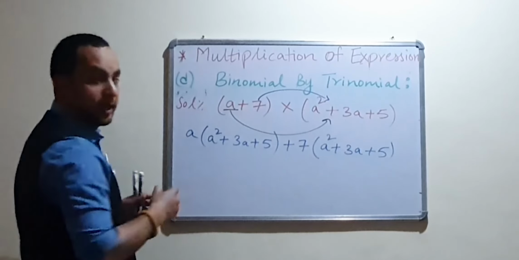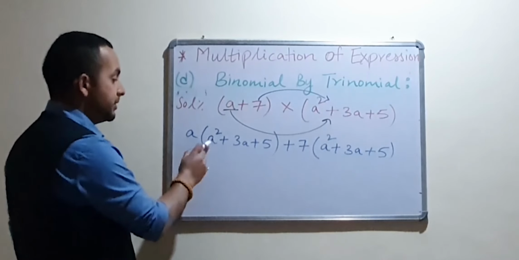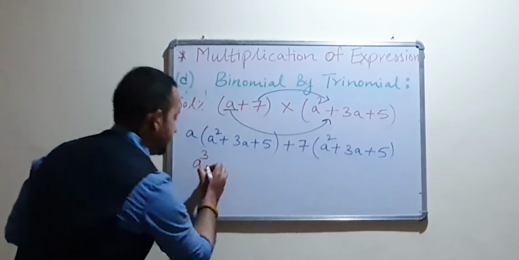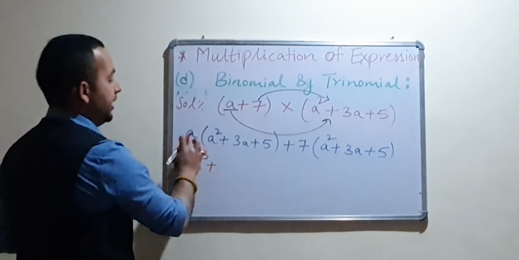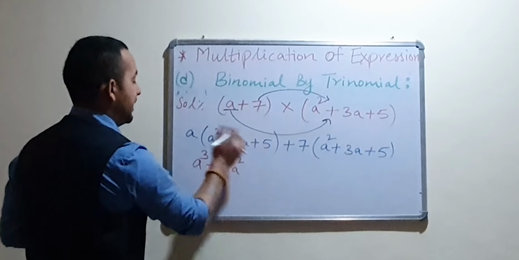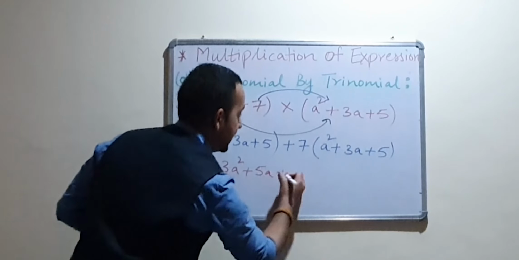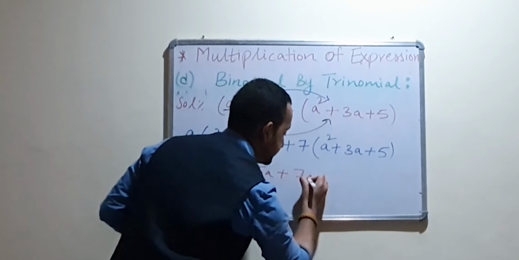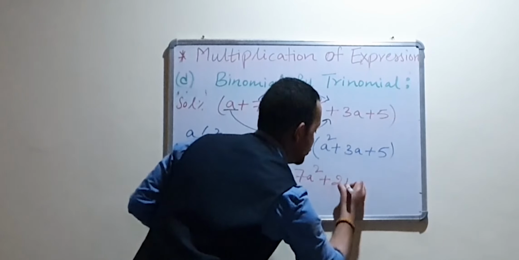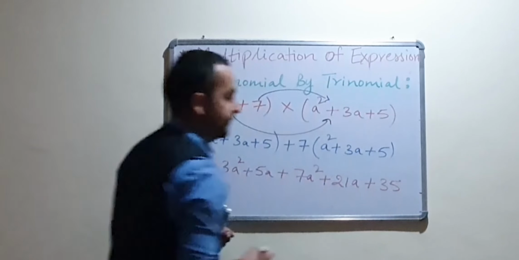So a multiplied by a square, this power is 1. In case of multiplication, base same, powers are added. So a raised to the power 3, plus 3a raised to the power 2, 5 multiplied by a is 5a, plus 7a square, plus 7 3s are 21a, plus 7 5s are 35.